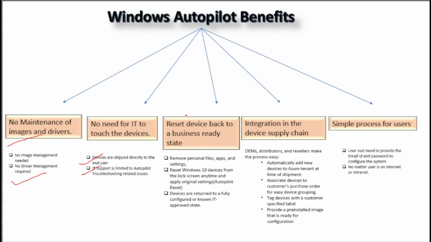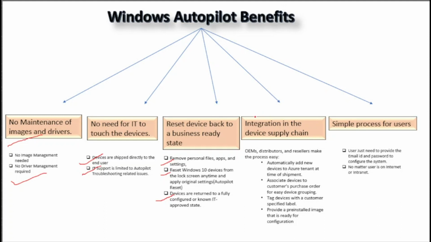The third advantage is resetting the device back to a business-ready state. With Autopilot, we can remove personal files, apps and settings. We can reset the device from the lock screen anytime and apply the original settings via Autopilot reset, and the device is returned to a fully configured state, also known as the IT approved state.